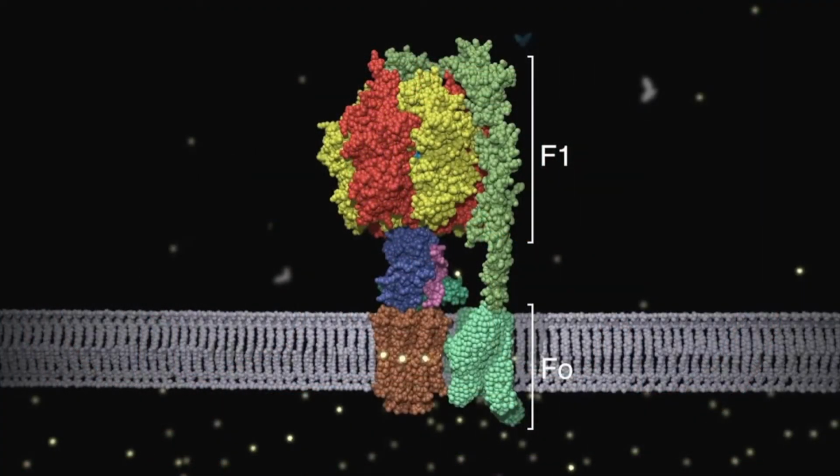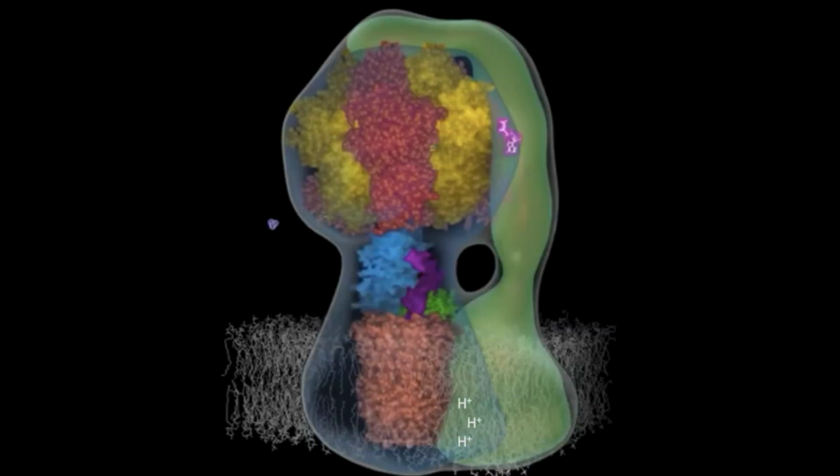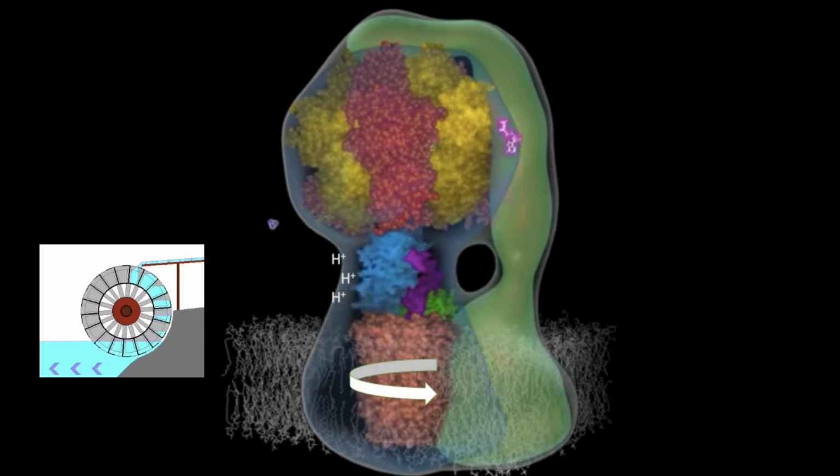Up close, ATP synthase is made up of two parts, an F1 sector and a membrane-embedded F0 sector. Protons will move from the intermembrane space to the matrix through the F0 sector. This causes the F0 to rotate, similar to how a water wheel rotates. The rotation of the F0 causes F1 to also rotate and change shape, allowing ATP to be made. Now let's see it in action.